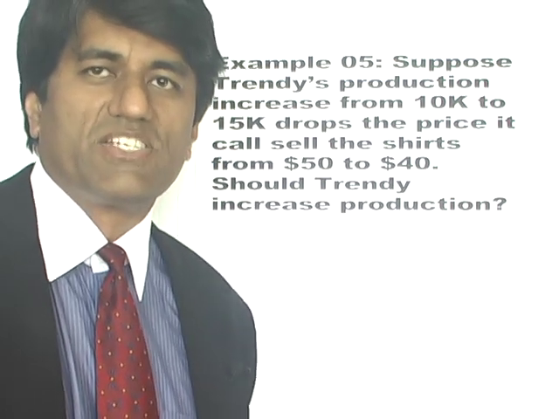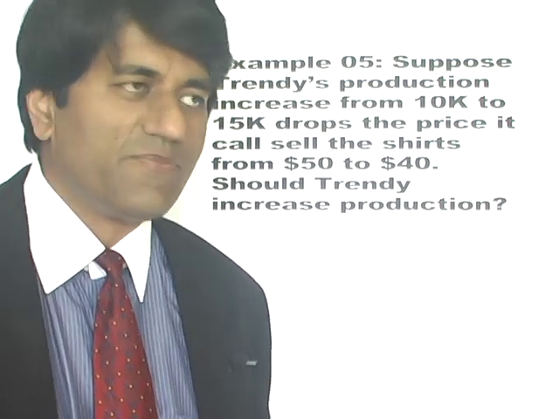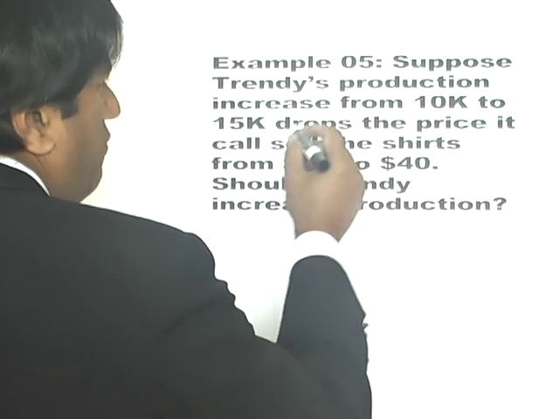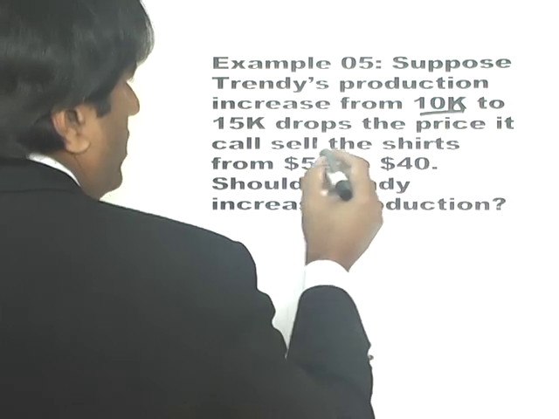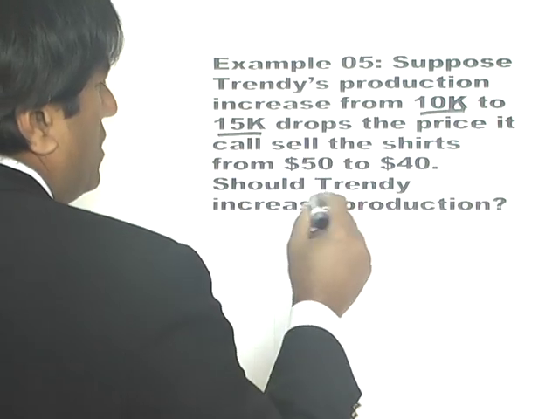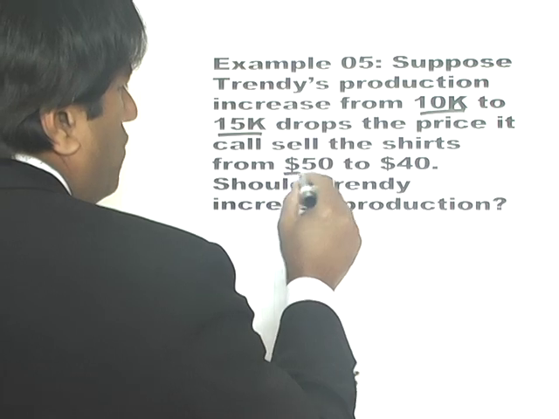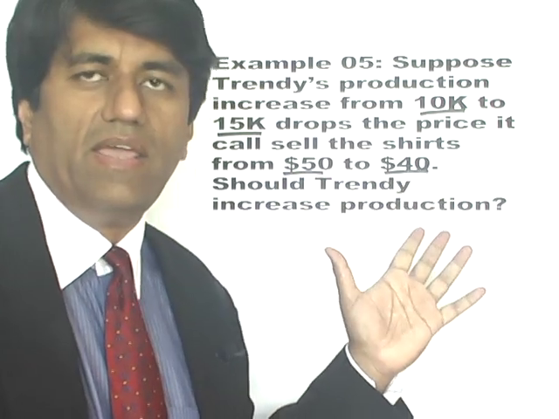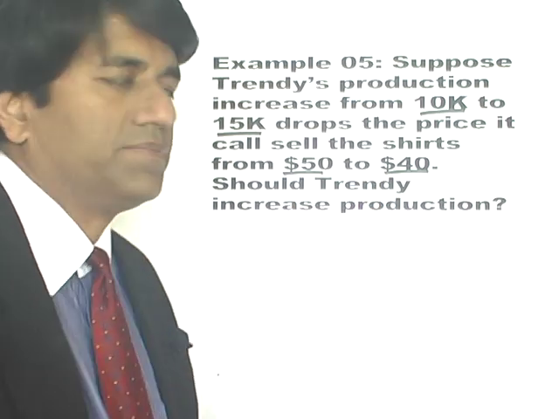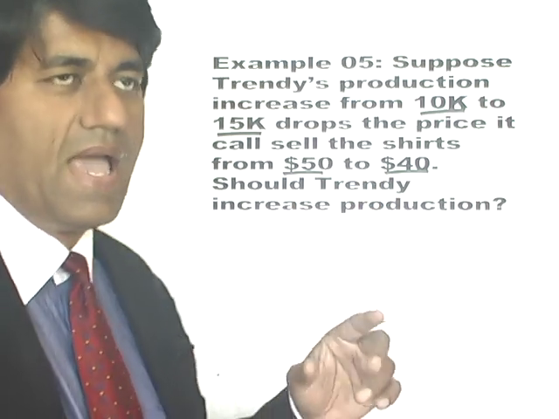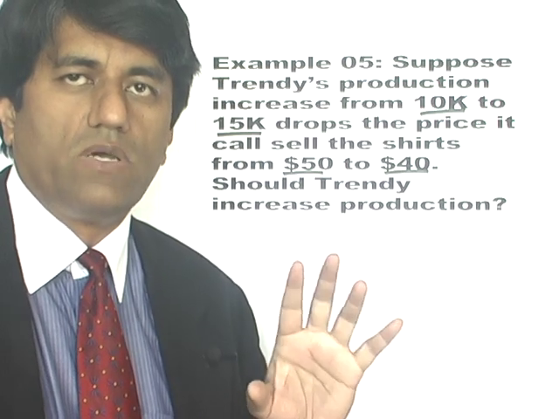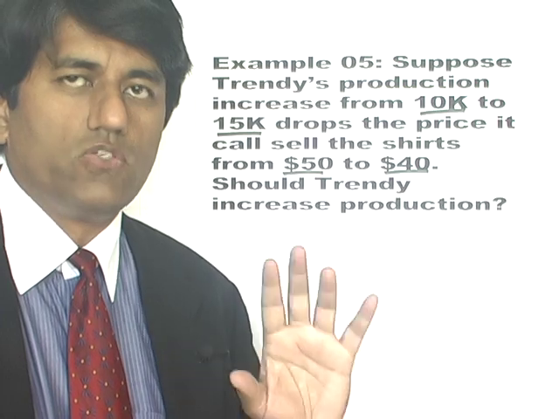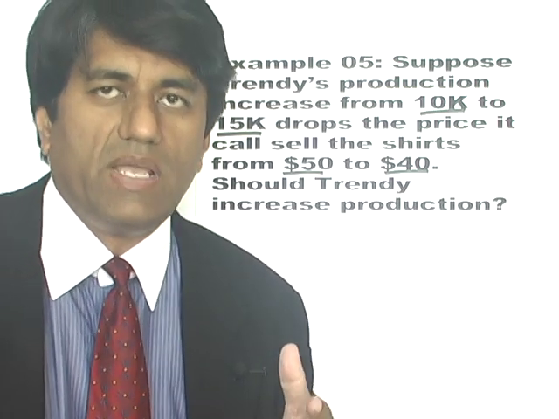Continuing with the previous question, we do incremental analysis. And the question is, if increasing production from 10,000 to 15,000 drops the price from $50 to $40, then should Trendy increase production? And you remember that the variable costs for cloth were 50,000 and for labor was 100,000, and those were the variable costs. So those are the ones which increased.